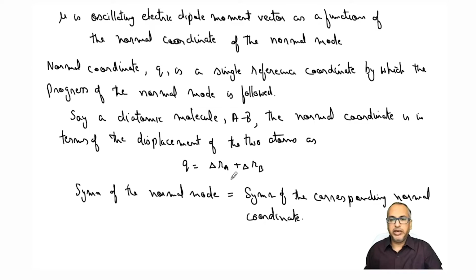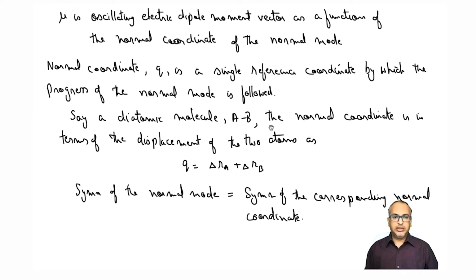Again, we will see why we need the symmetry of the normal coordinate. It will come in the Hermite polynomial later. But the idea is that the symmetry of the normal mode, which we have seen in the last lecture. How do we find out the symmetry of a normal mode? It is basically the same as the symmetry of the corresponding normal coordinate. So the symmetry of Q is the same as the symmetry of the corresponding vibrational mode.